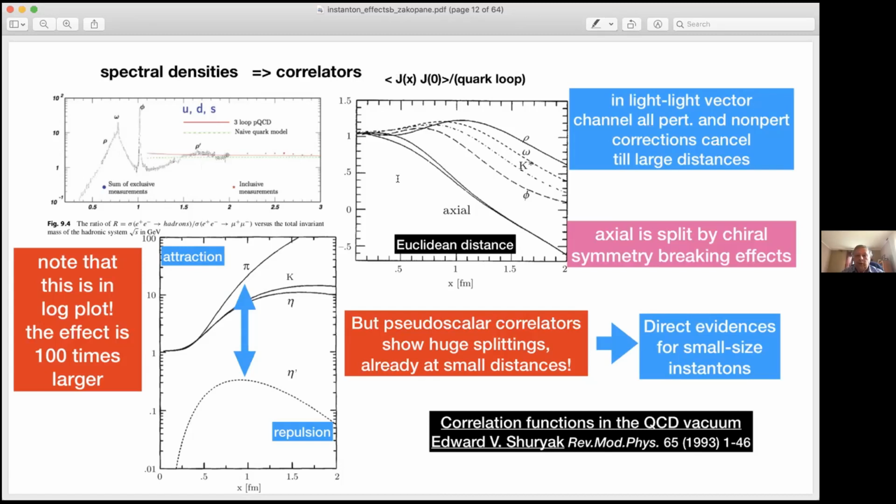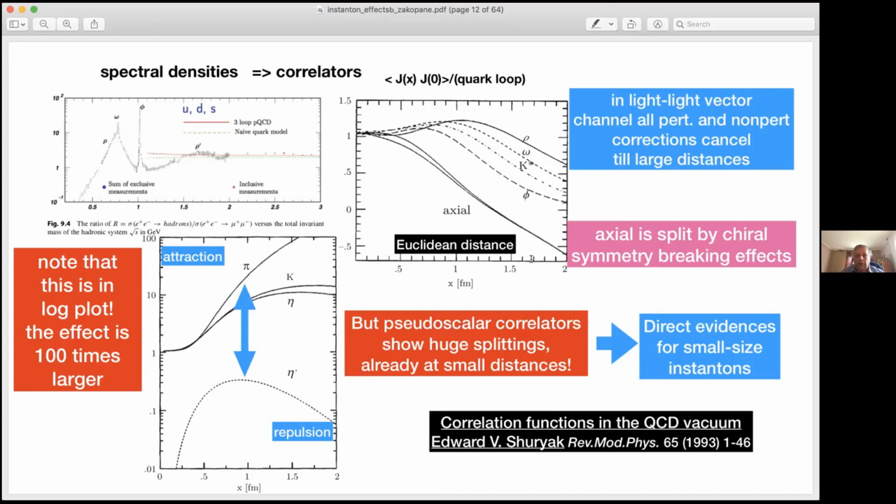you get the correlation function of the vector current. Here I plot them divided by what is called the massless quark loop, which is simply a power of distance, the sixth power of distance, just to show it better. So it turned out that here they are. This is rho, omega, K star, and phi. This is just experimental data. This is how the correlation function looked like in the Euclidean world.